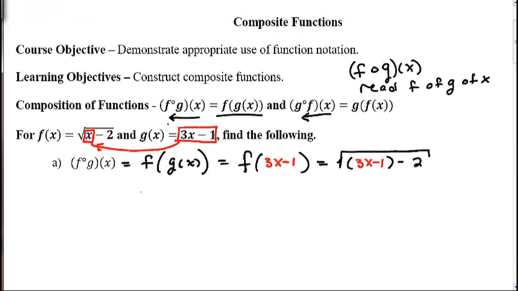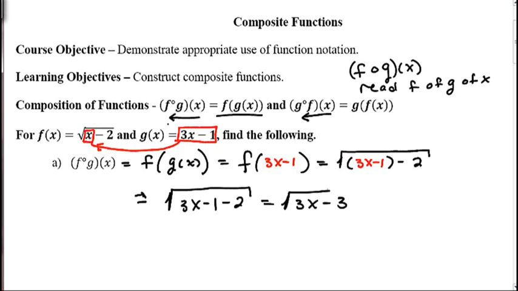Then we want to simplify this expression, so we have the square root of 3x minus 1 minus 2, which is the square root of 3x minus 3. You can't simplify that anymore. You could factor out a 3 underneath the square root, but that's not really going to help you do anything special, so you can leave it just like that.